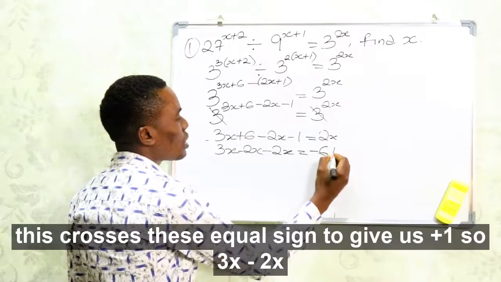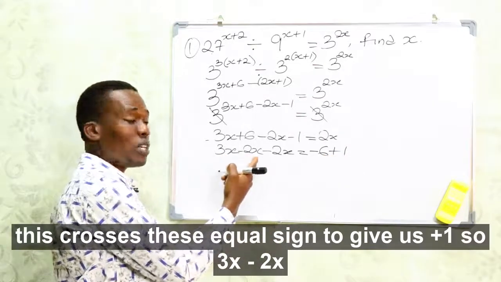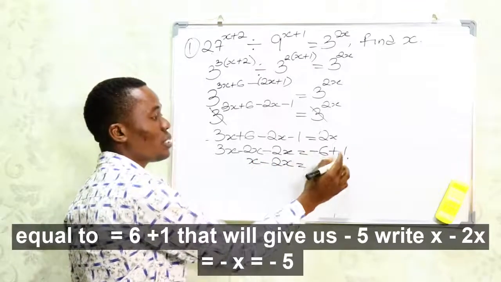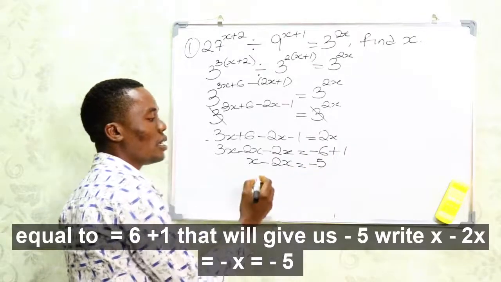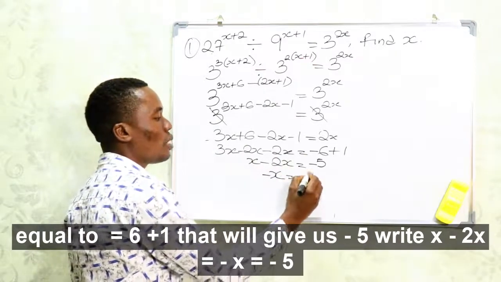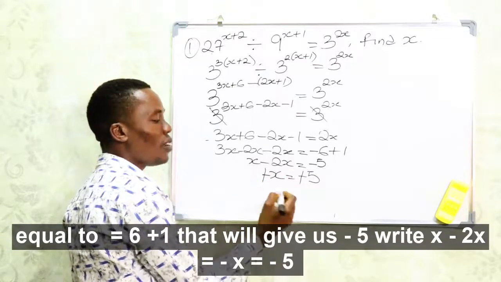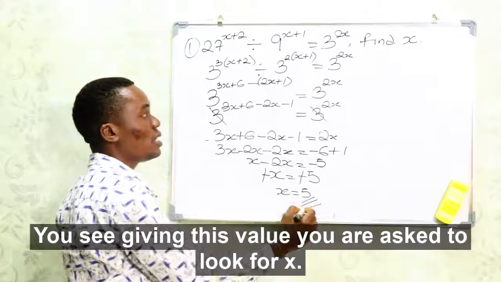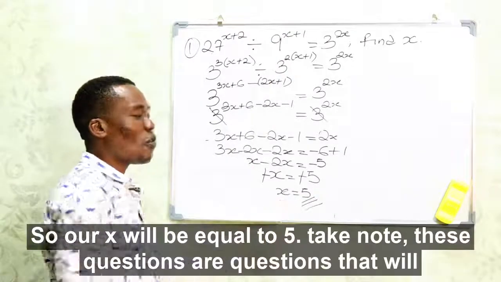This crosses this equal sign to give us plus 1. So 3x minus 2x will give us x minus 2x equal to minus 6 plus 1. That will give us minus 5, right? So x minus 2x will give us minus x equal to minus 5. So in this instance, minus will clear off minus, and our final result x will be equal to 5. Now you see, given this value, you are asked to look for x. Our x will be equal to 5.